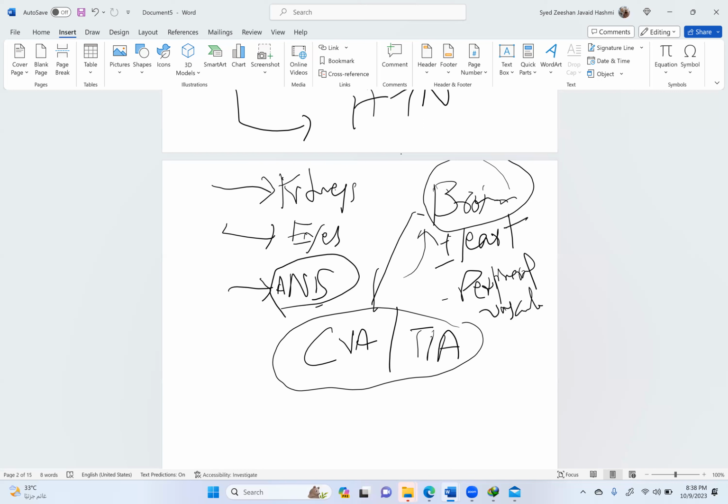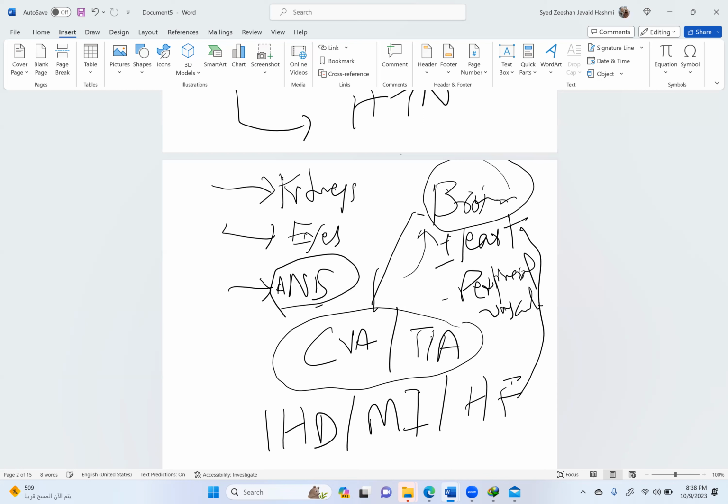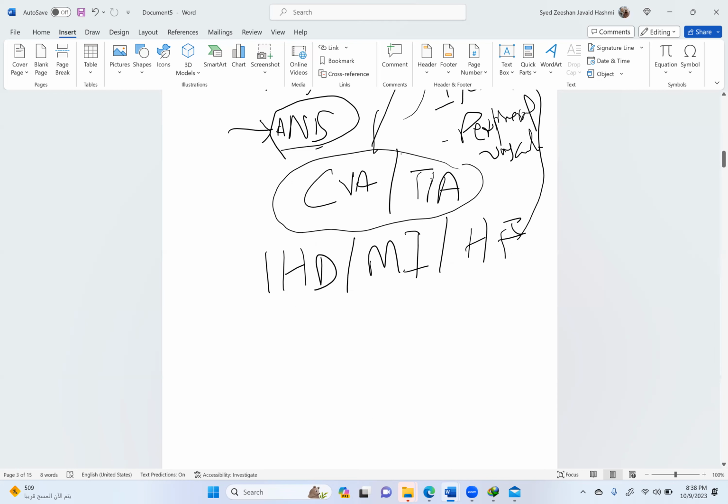So you will be using the words: we will be evaluating the patient on the basis of history, examination, and relevant investigation to rule out microvascular and macrovascular complications in the form of either CVA, TIA, ischemic heart disease, MI, heart failure. This will be in the heart. And in the peripheral vasculature, it will be in the form of intermittent claudication leading to ischemia and even gangrene.